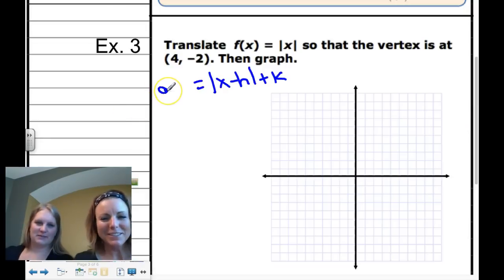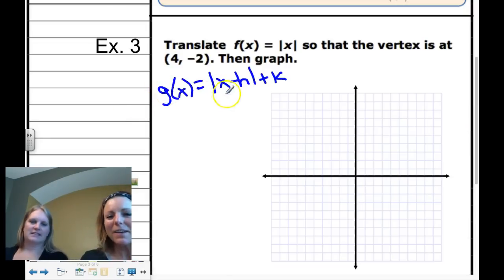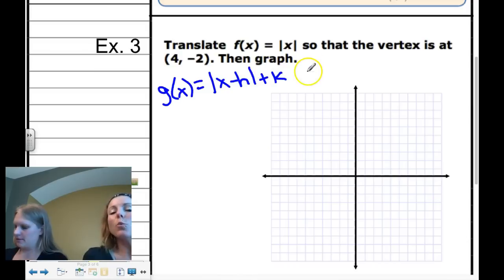That's right. So g of x is the absolute value of x minus h plus k. So what is h?